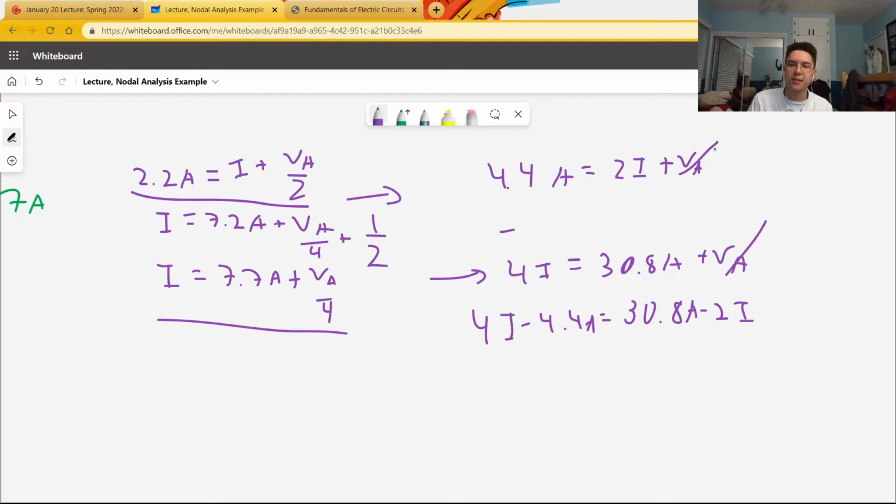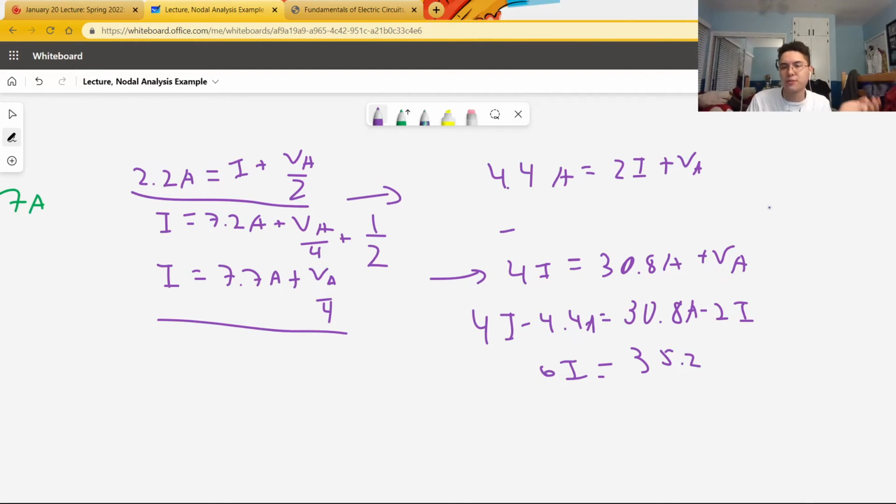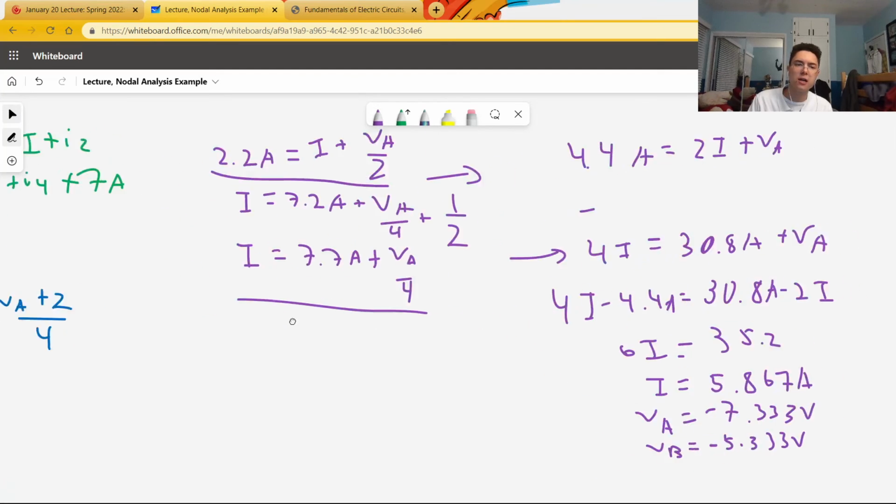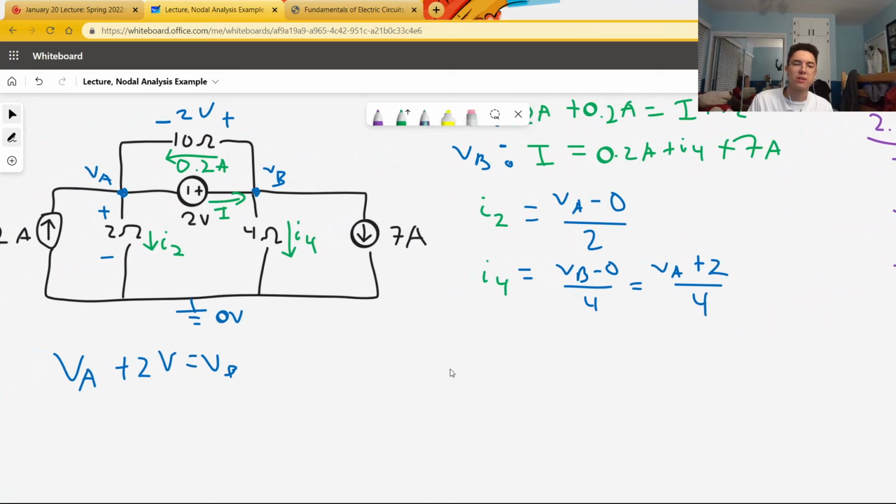Notice that the VAs canceled out. We get 6I equals 35.2, and incidentally, 35.2 divided by 6 is not very good. Well, I just equals 5.867. We'll say that for now. By the way, it's worth noting that I'm absolutely destroying all the units right now, and they're very bad, but I'm just assuming that I'm going to get the right units. Sorry about that. Anyway, VA equals negative 7.333 volts, and VB therefore equals negative 5.333 volts, because as we know, VB equals VA plus 2V.